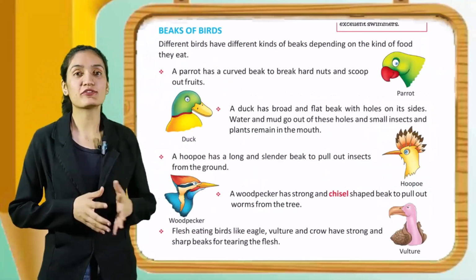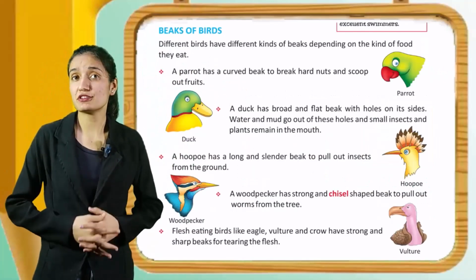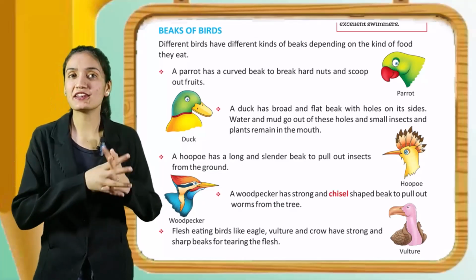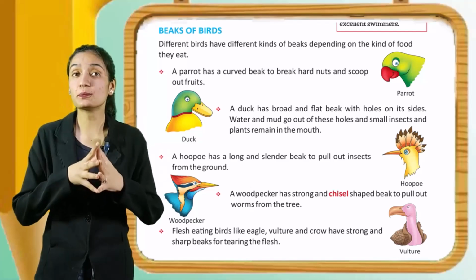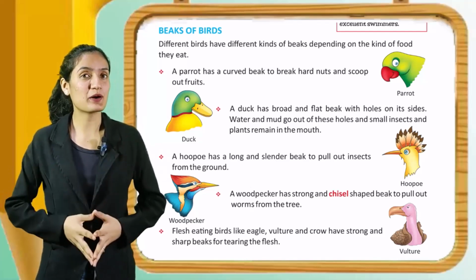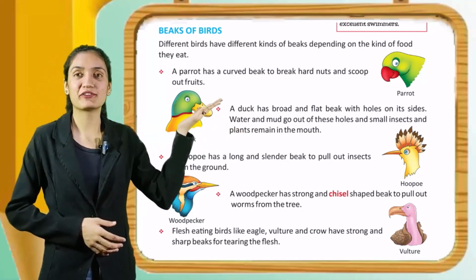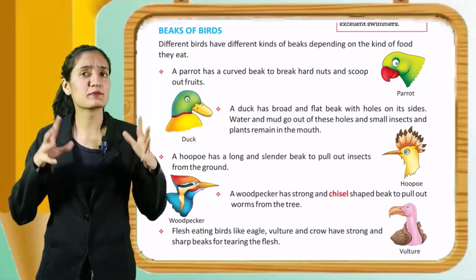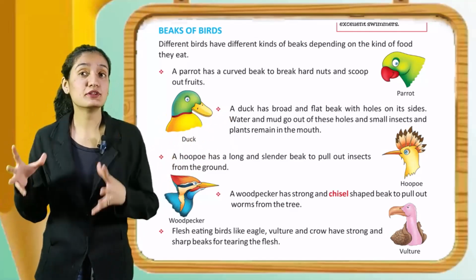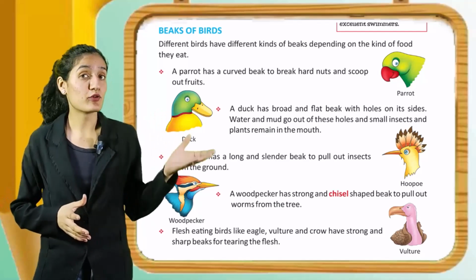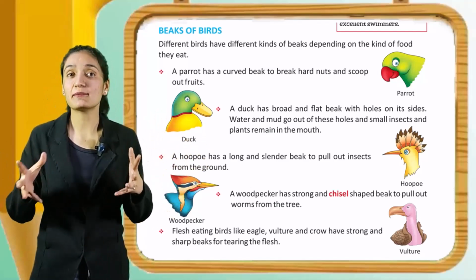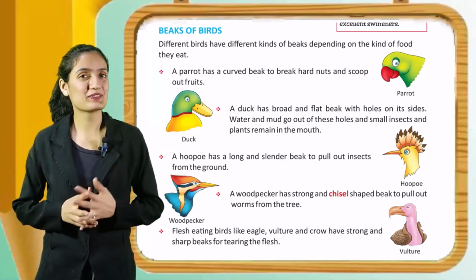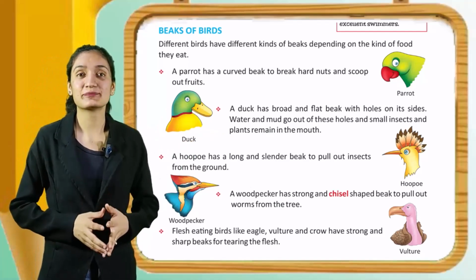Next, beaks of birds. Different birds have different kinds of beaks depending on the kind of food they eat. A parrot has a curved beak to break hard nuts and scoop out fruits. You can see the beak of a parrot. A duck has a broad and flat beak with holes on its sides. Water and mud go out of these holes and small insects and plants remain in the mouth. You can see the beak of a duck.